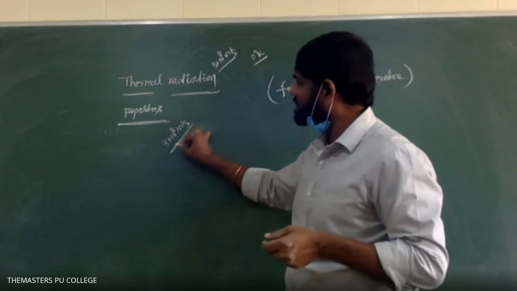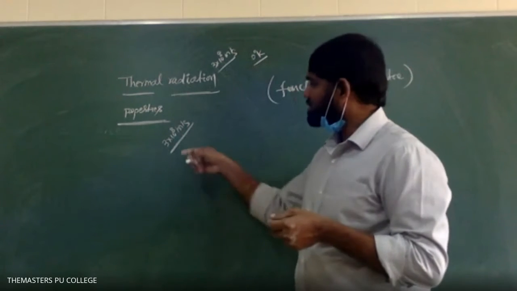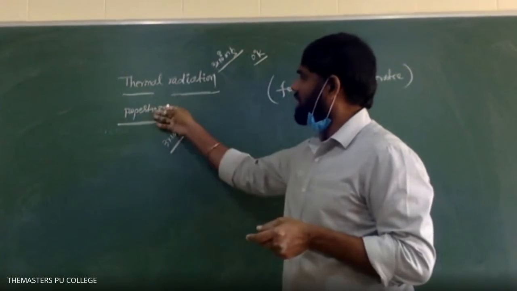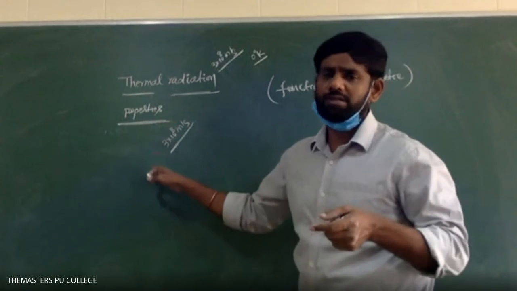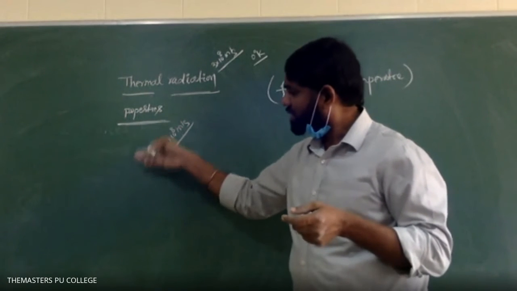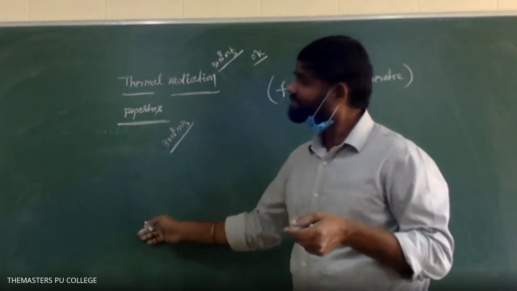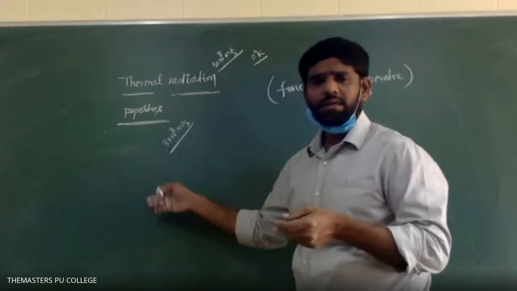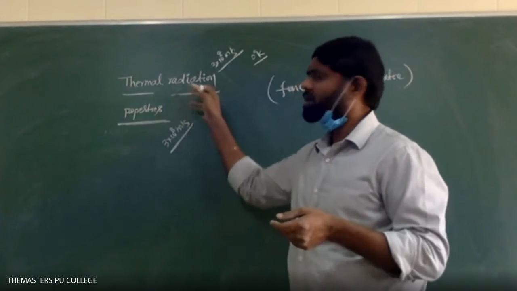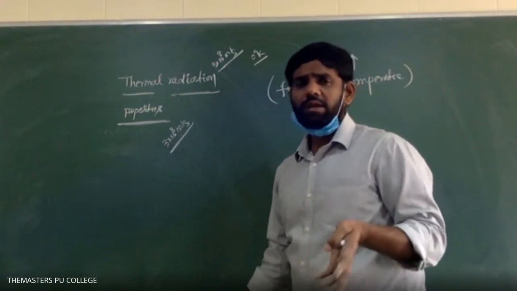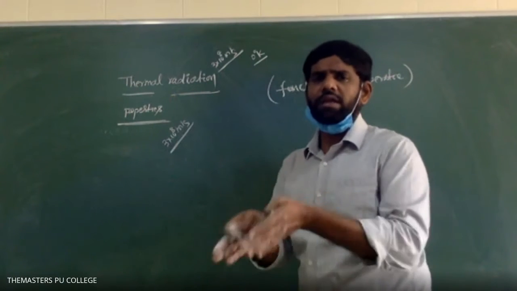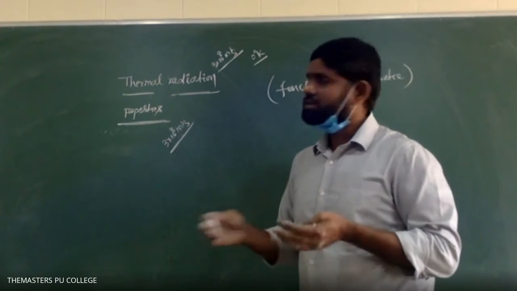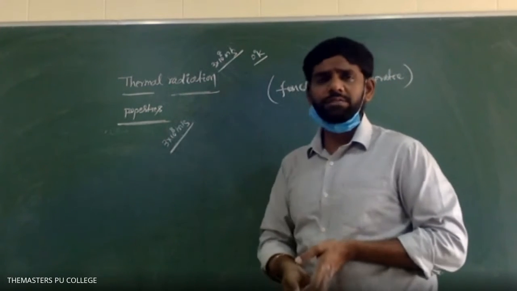Light can travel with 3 lakh kilometers per second in free space. Even thermal radiation can travel with the same speed. Light exhibits rectilinear propagation, reflection, refraction, interference, diffraction, polarization. Similarly, thermal radiation also exhibits all these properties. Thermal radiation can reflect, refract, diffract, polarize and interfere. So these are all the properties that thermal radiation exhibits.